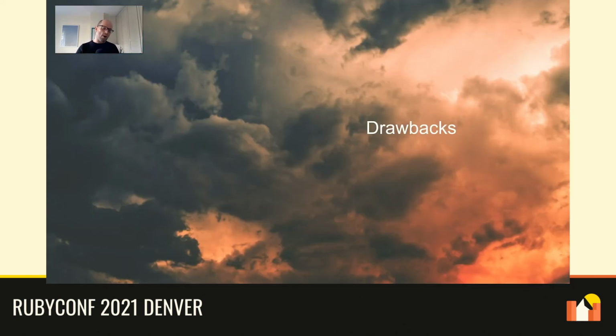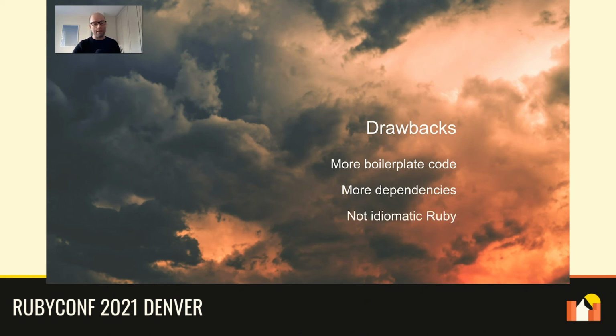But of course, as we all know, it's not sweetness and light. Everything is a trade-off. So there are some drawbacks with this approach. First of all, you've got more boilerplate code. You've also got more dependencies. Of course, dry monads is a gem. It's not built into Ruby. You're also breaking some of the Ruby idioms because Ruby isn't really designed to do this monadic kind of style.